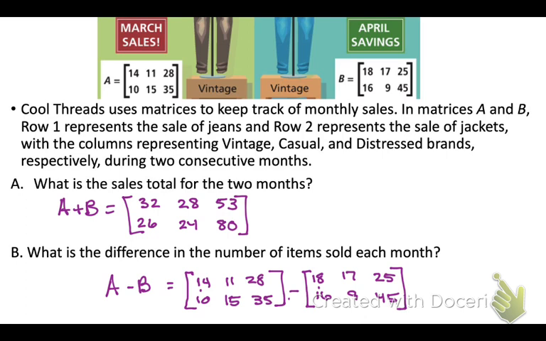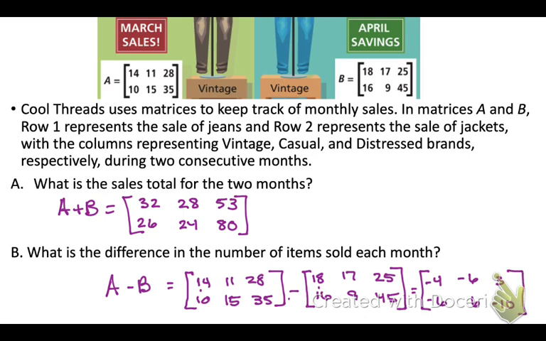What I will usually do, especially if there are some negative numbers in there, I'll distribute it before I do it and then just combine them. So what is 14 minus 18? Negative 4. Okay. 10 minus 16. 11 minus 17. Negative 6. 15 minus 9. 6. 28 minus 25. 3. 35 minus 45. Negative 10.